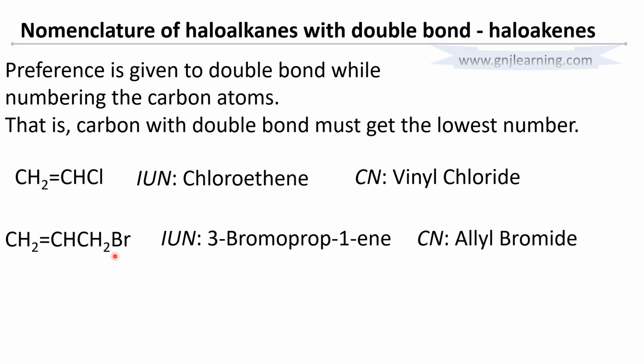allyl bromide. So if you are speaking about allyl bromide, it is nothing but 3-bromoprop-1-ene. Clear. So this is about the nomenclature of haloalkanes with double bonds. So we have started with two basic members. One is vinyl chloride and the other one is allyl bromide. If it was a chloride, then it will be allyl chloride. So we will see a few more examples with more carbon atoms.